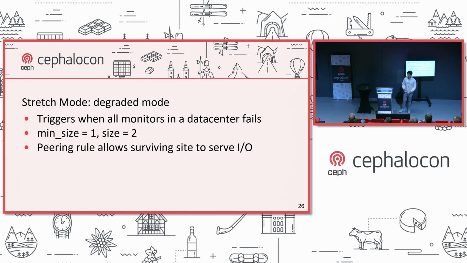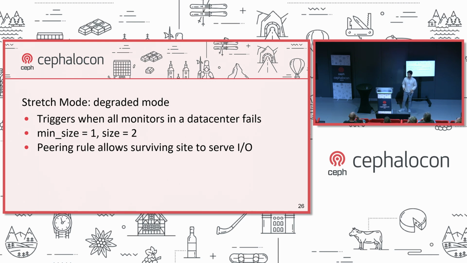So stretch mode in degraded mode triggers when all monitors in this data center fail. If all monitors in one data center fail, the OSDs can't connect to it, and clients can't connect to the monitor. And so we also decrease the min size, as I mentioned before, to 1 and size to 2.